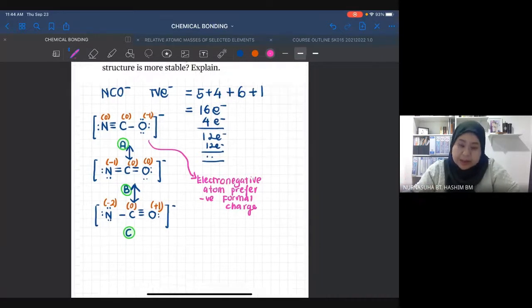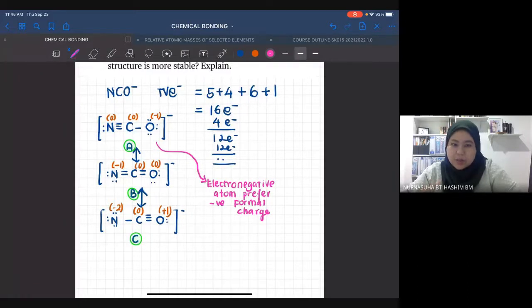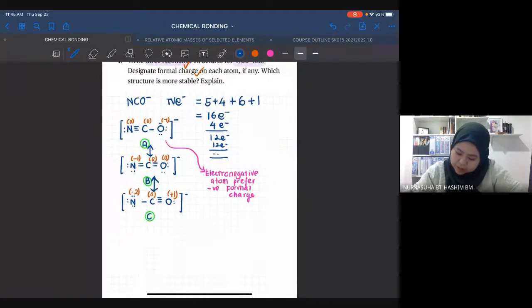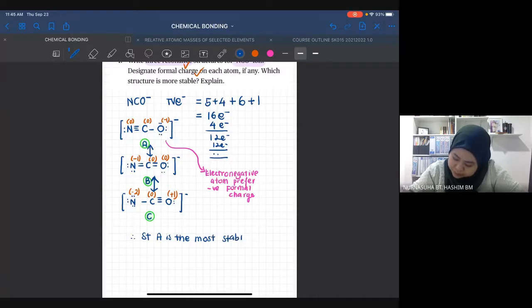Between O and N, since O is more electronegative than nitrogen, it is the more stable one. So to answer this question, we say structure A is the most stable. Why?